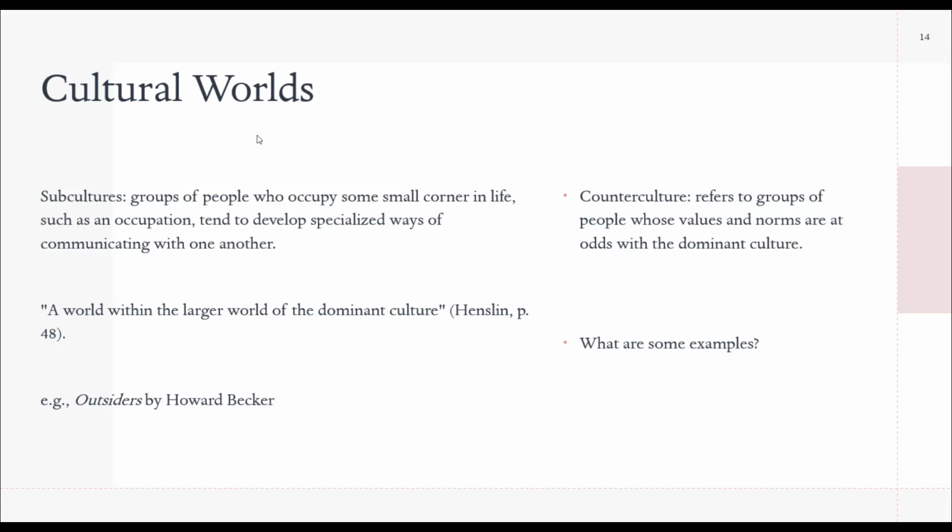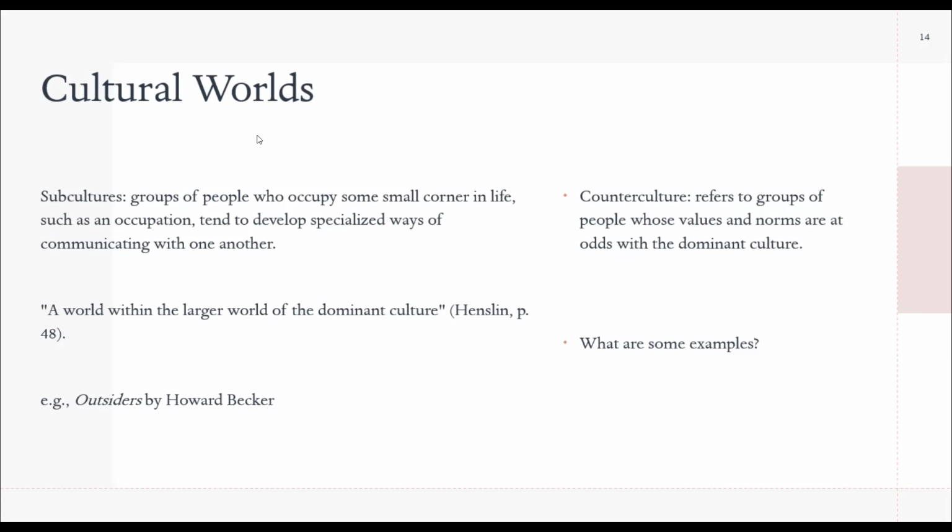Versus countercultures, which completely disagree with the main culture here. They not only disagree with it, but they're at odds with the main culture. Something about the main culture they do not agree with. They don't agree completely with the main culture. It might be a little part of that culture, or it might be the whole thing that they don't agree with, in other words.